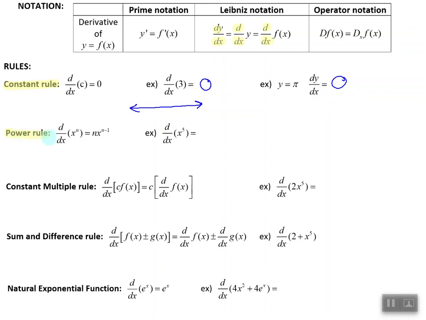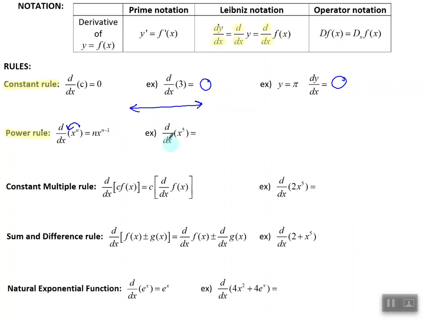The power rule. This is for polynomial functions. The derivative with respect to x of x to a number n is n times x to the n minus 1. What does that mean that we do? We take that exponent, we move it, multiply it to the front as a coefficient, and then we subtract 1 from the exponent.